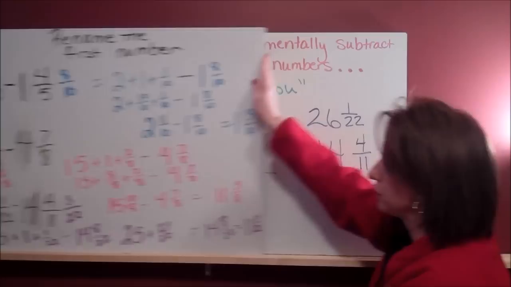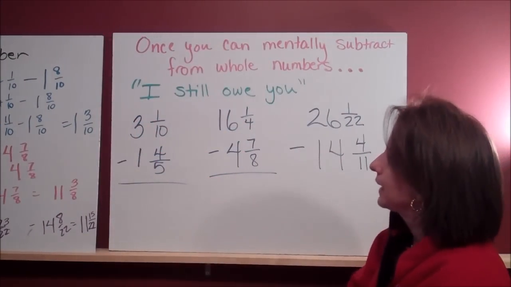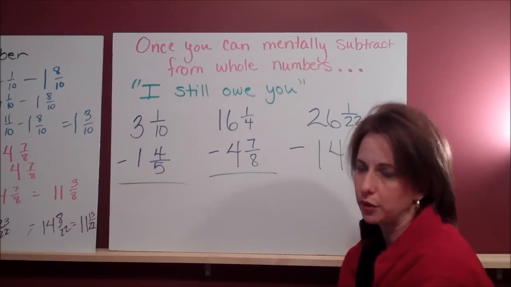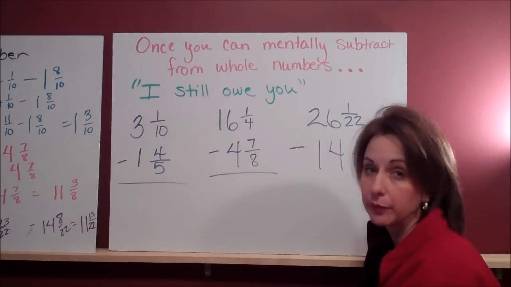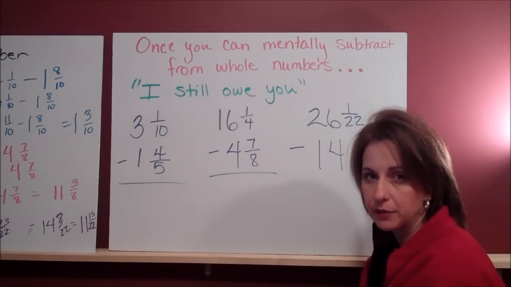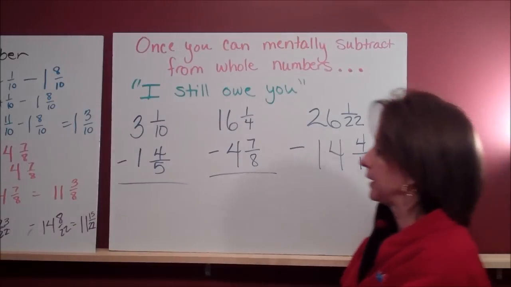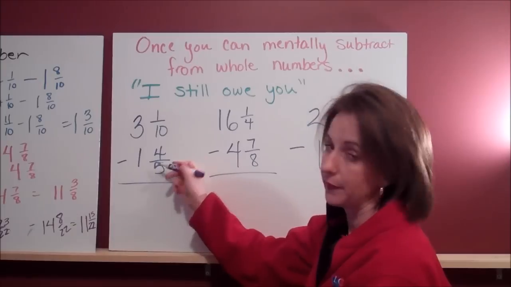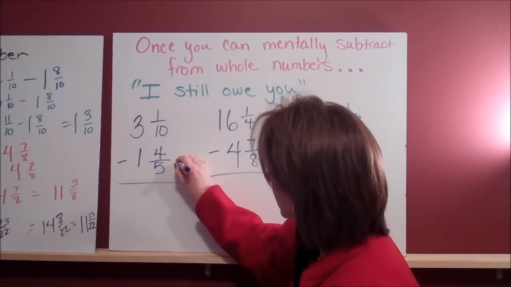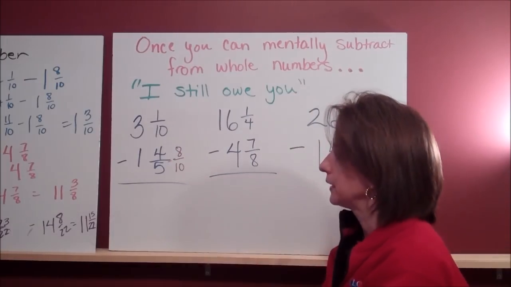The method I'm going to show you, before you have to pick one and be able to do it yourself, is I still owe you. So, again, let's start by simply renaming our fractions so our denominators are the same, because we cannot add or subtract fractions until the denominators are the same. So instead of 1 4/5, we're going to have 1 8/10. So I have renamed 1 4/5 as 1 8/10.